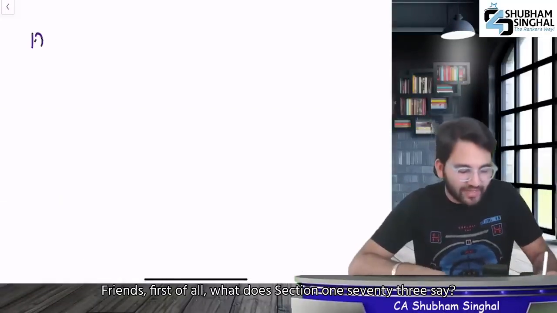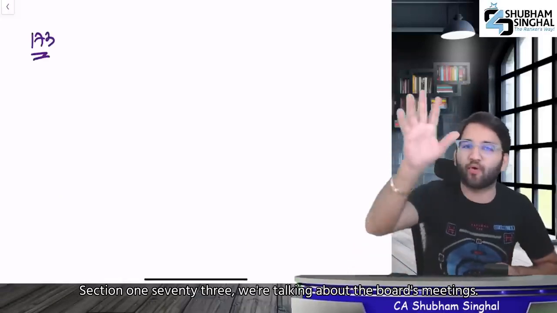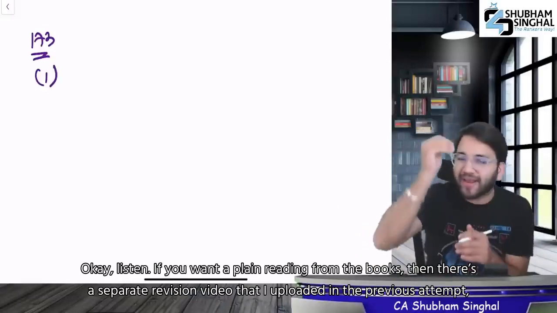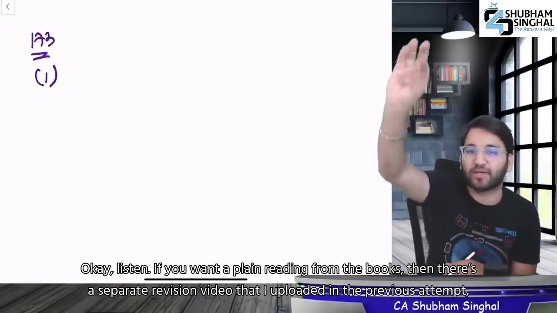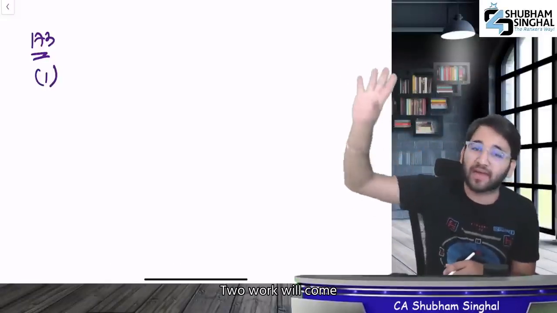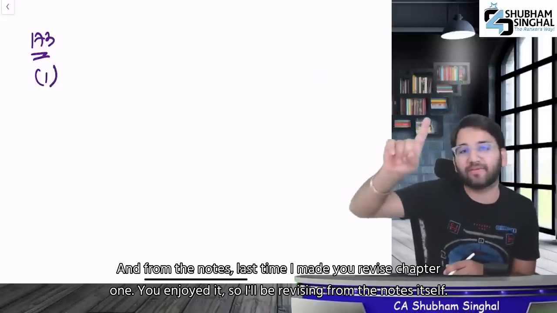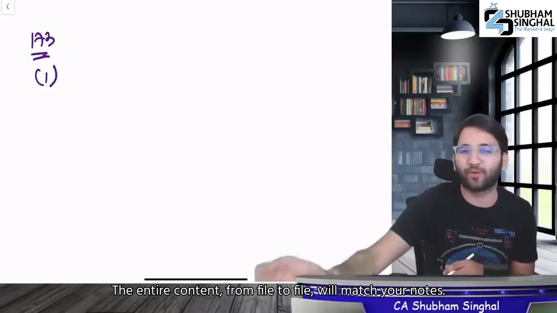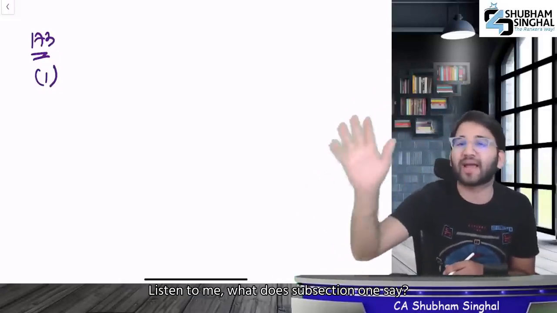First, what does section 173 say? Section 173, it's about board meetings. What does subsection 1 say? If you want plain reading from the books, there's a separate revision video that I uploaded in the previous attempt. Watch it. And last time I made you revise chapter 1. You enjoyed it, so I'll be revising from the notes. Entire content will match the notes. Listen, what does subsection 1 say?